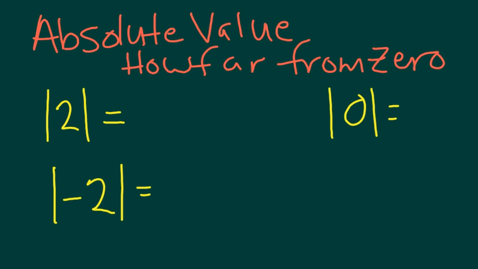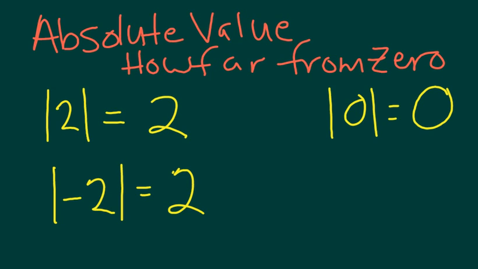So you need to understand what that's meaning. Okay, absolute value means how far from 0. So, remember, these lines are saying take the absolute value of this number. How many spaces is it from 0? Well, it's 2. Absolute value of negative 2 is also 2. It's 2 spaces from 0. Absolute value of 0 is 0. There is no positive or negative 0. 0 is just 0.